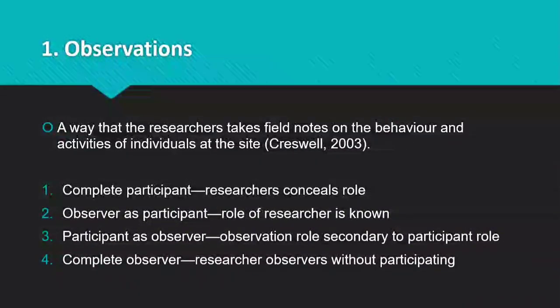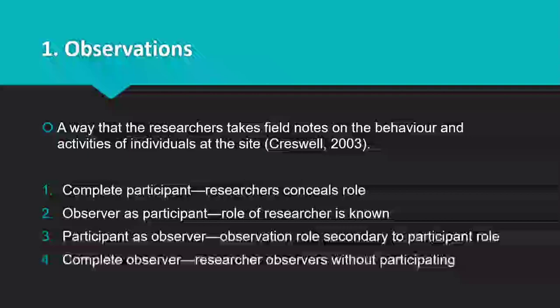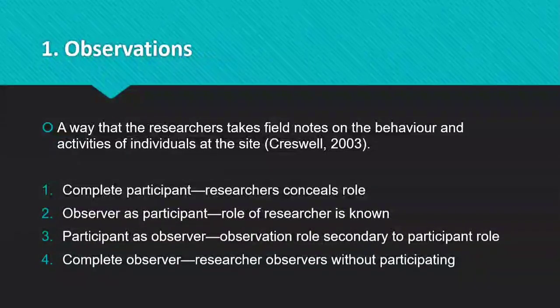The second one we call observer as participant. In this option, the researcher is also one of the participants and does the same things as the participants, but his role is known by other people. The third one is participant as observer. In this case, the observer role is secondary to the participant role. This way emphasizes the researcher experiencing the things more than observing the things that happen.